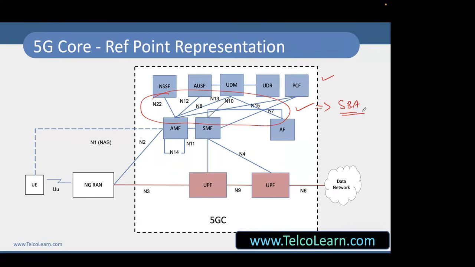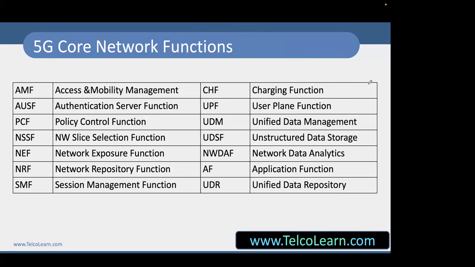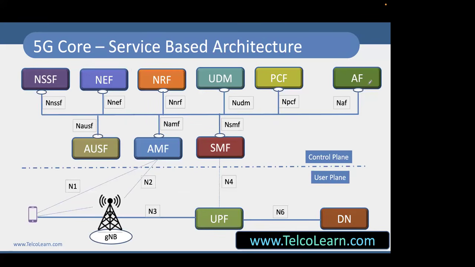So even though the reference point architecture looks very complex, it is not really used extensively, because most of our communication will happen over service-based architecture. Now, these are some of the names of the network functions, which include AMF, AUSF, PCF, etc. We need not talk about all these network functions here in detail, right? This is what the service-based architecture looks like.